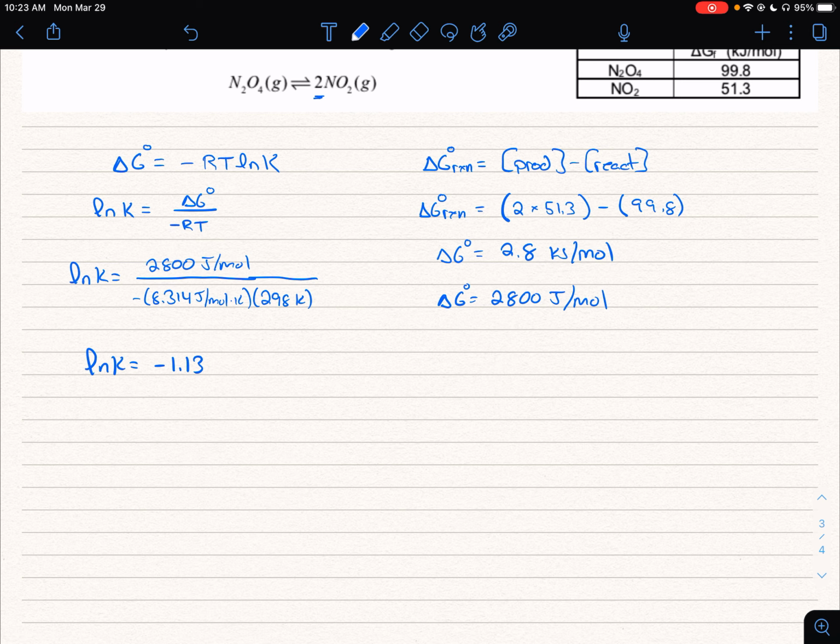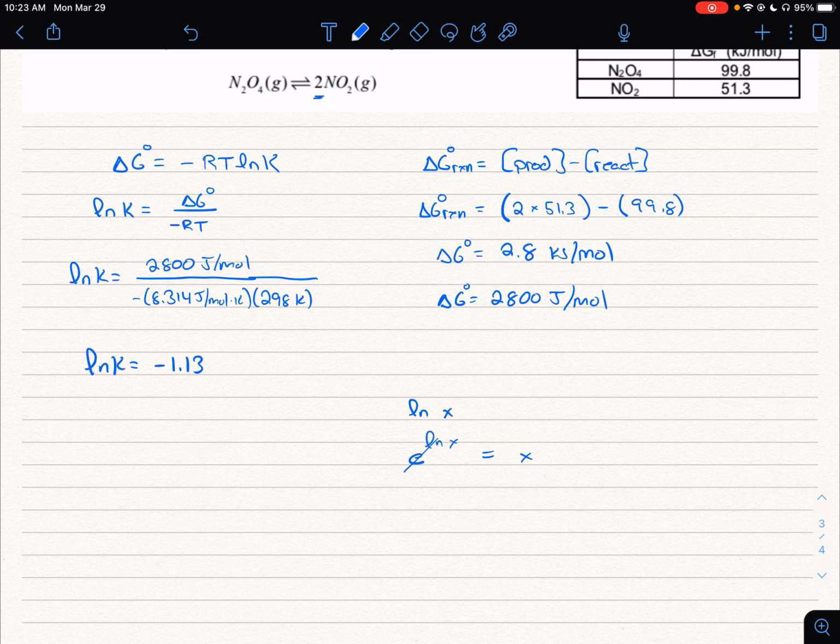And now all we have to do is get rid of this natural log. And recall the way we're going to get rid of the natural log is with the e function. So if you have something where you want to solve for natural log of x, if you take e to the natural log of x, that's just equal to x. So this e function raised to the natural log will get rid of your natural log function.